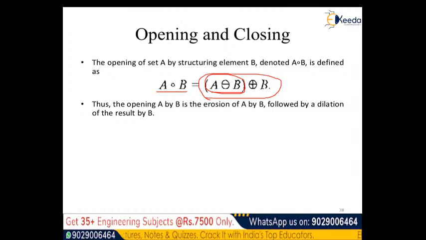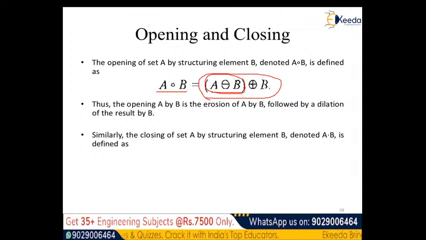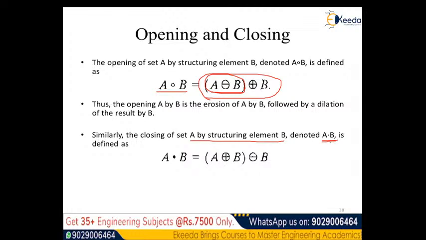Now we have the definition for closing. It is also a similar one. First of all, how it is denoted: capital A closed by the structuring element B. So we have to show a dark dot in between capital A and capital B. So the definition here we provide.